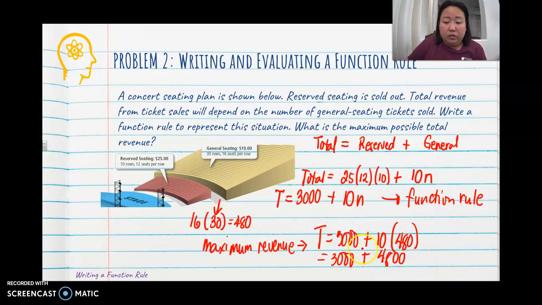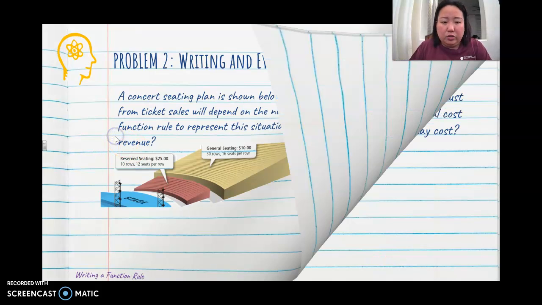Adding this to it will give us a total revenue of $7,800. So if both reserved seating and general seating are sold out, the maximum revenue for this concert will be $7,800.